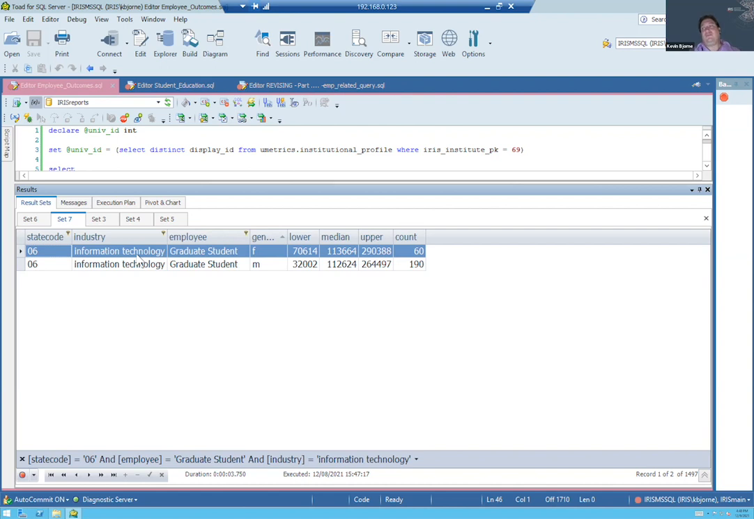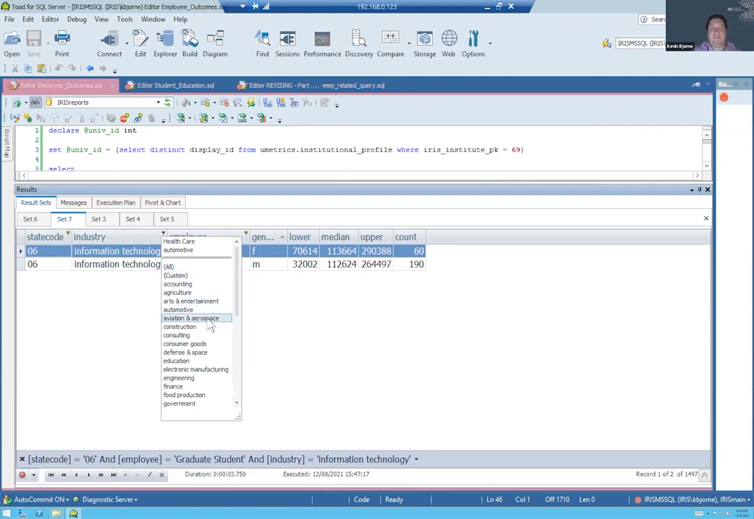And how many people from our university are going to work for Toyota after working on research projects that were funded by Toyota? You could learn that here. So in this high-level example, we can see that 60 females and 190 males that, again, participated in research at this university went on to find employment in the information technology sector in the state of California. And then we can look at their earnings here. On the lower end, this is what they're earning. This is their median income, and this is the upper income right here for people that find employment in this particular industry.